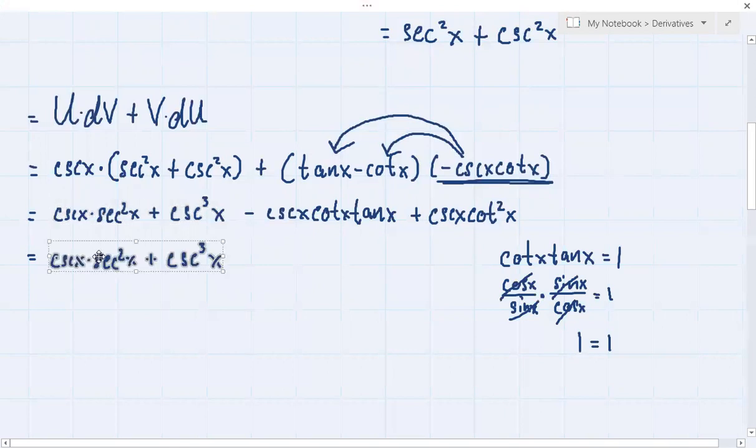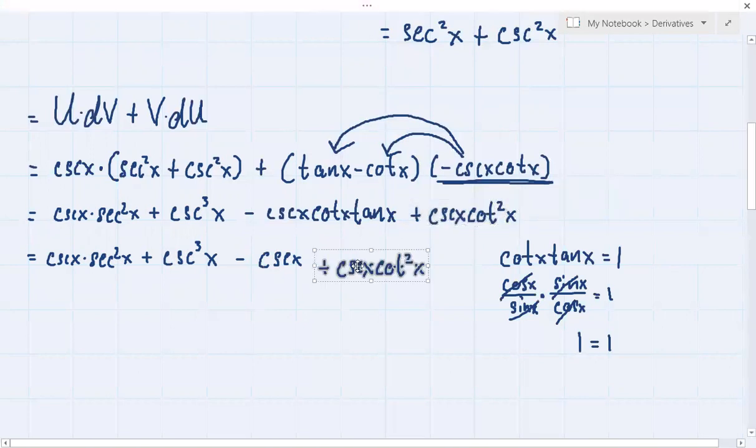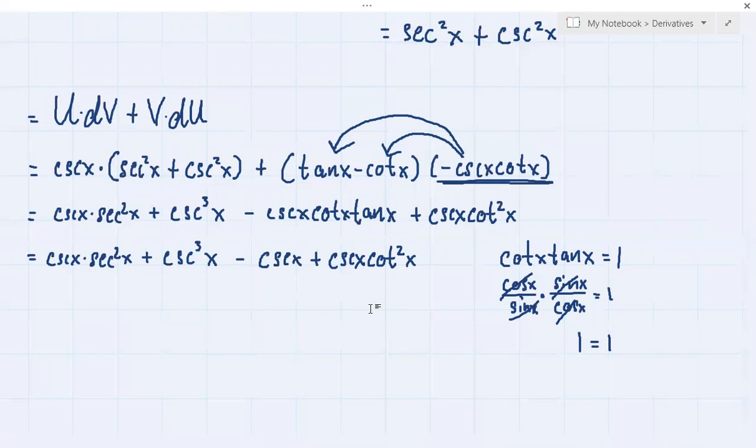Okay, copy, paste. Then, this becomes minus cosecant x times 1. Negative cosecant x times 1 is just negative cosecant x, just the same. Okay? Now, can we still simplify things? The answer is yes. We can simplify this further.